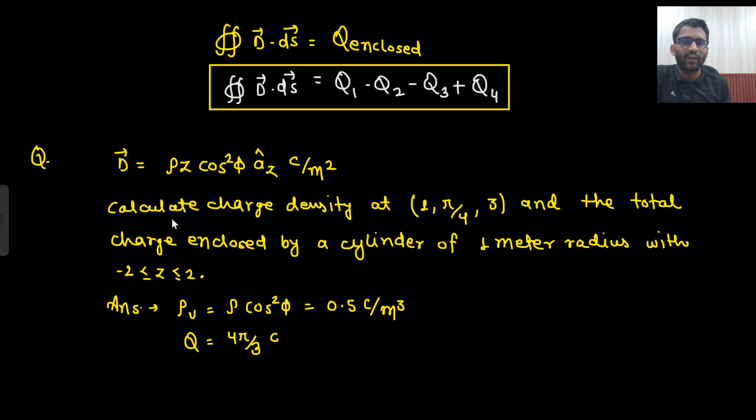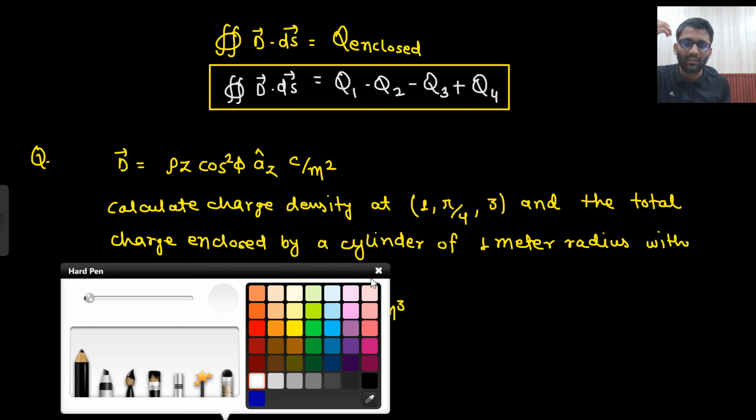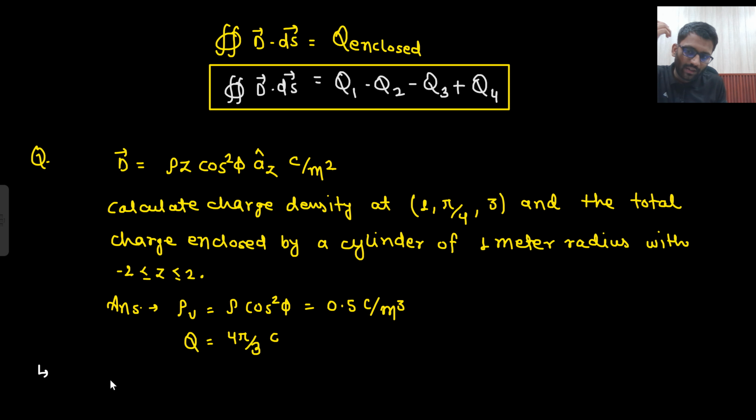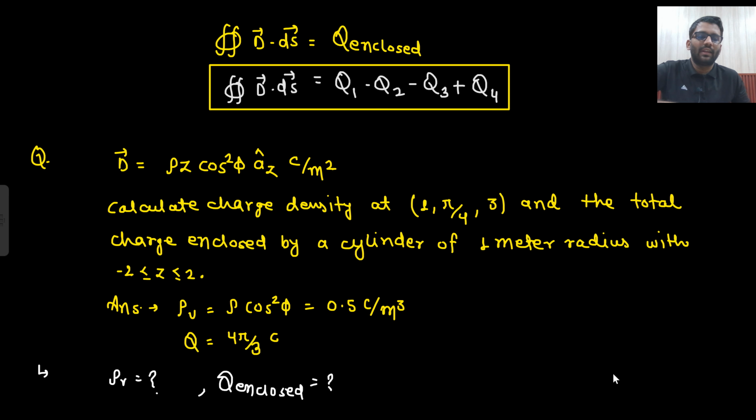So first thing you need to find is charge density, rho v. So what all do I need to find? I need to find rho v and Q enclosed. So from Gauss law, this you need to remember: D dot ds equals Q enclosed.